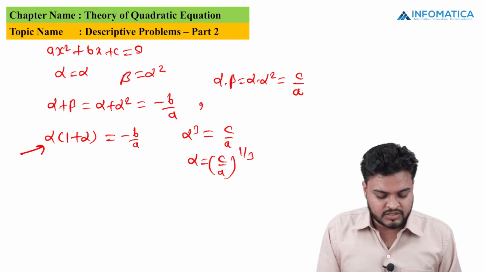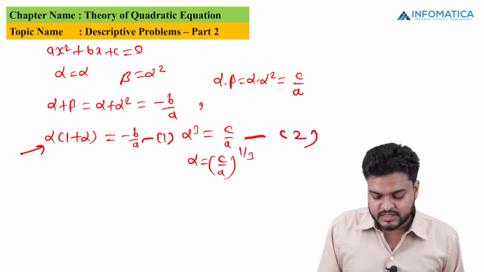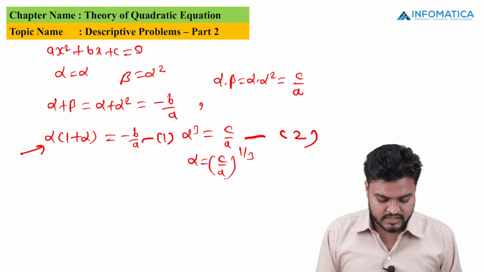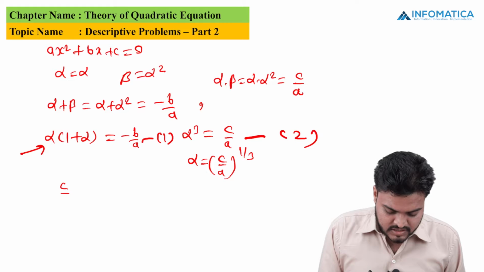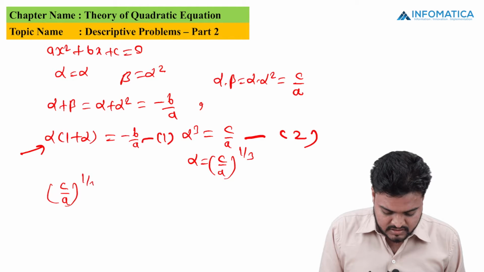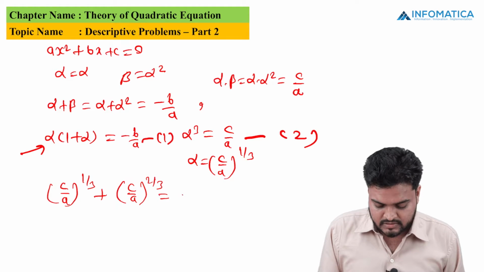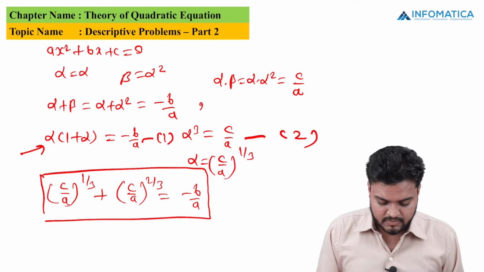Just do one thing, put the value of alpha in the equation. Suppose this is equation 1 and this is equation 2. So what can you do? You can put the value of alpha in equation 1. You will get (c upon a) to the power 1 by 3 plus (c upon a) to the power 2 by 3 is equal to minus b upon a.